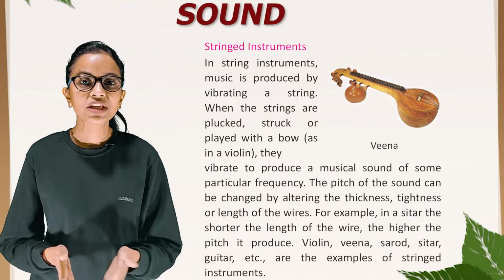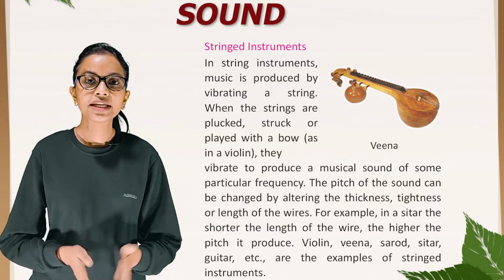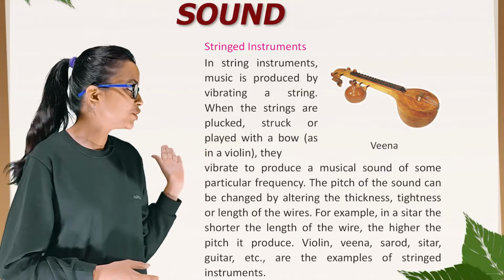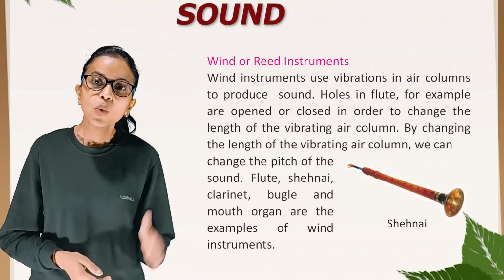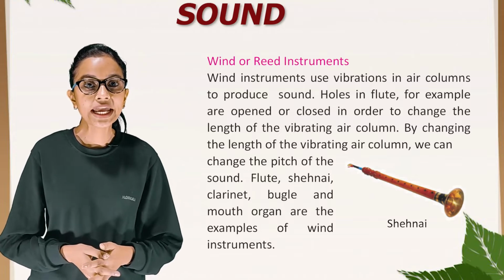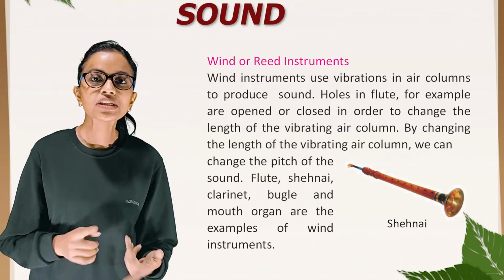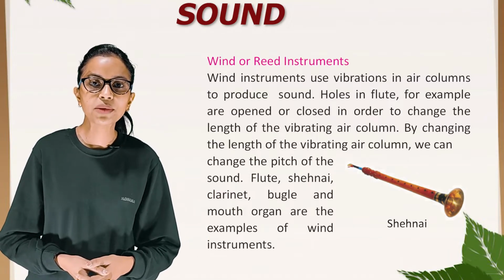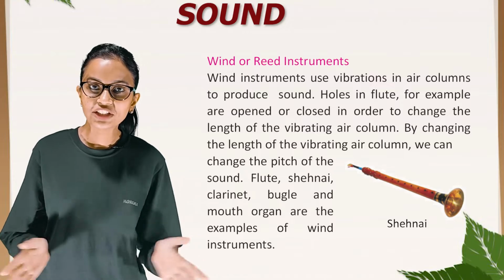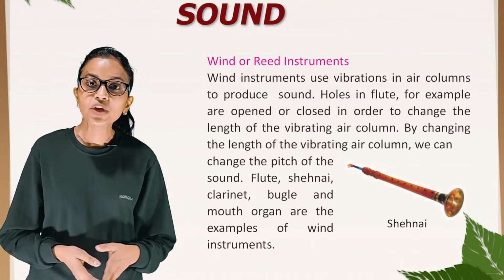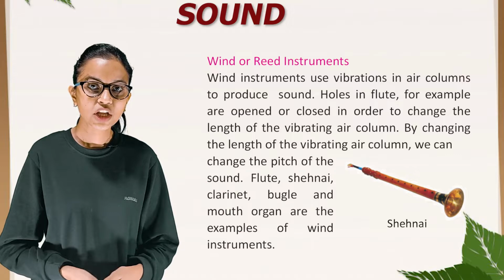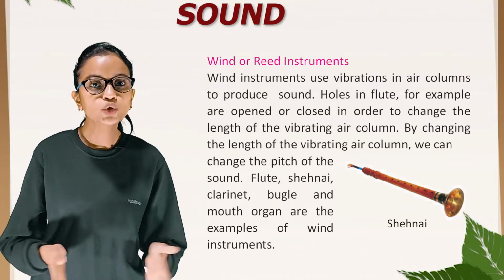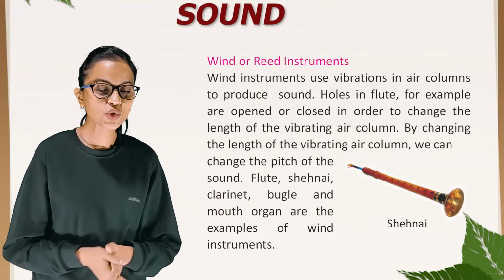Violin, veena, sarod, sitar, guitar, etc. are the examples of stringed instruments. Wind or reed instruments. Wind instruments use vibrations in an air column to produce sound. Holes in a flute, for example, are opened or closed in order to change the length of the vibrating air column. By changing the length of the vibrating air column, we can change the pitch of the sound. Flute, shehnai, clarinet, bugle, and mouth organ are the examples of wind instruments.